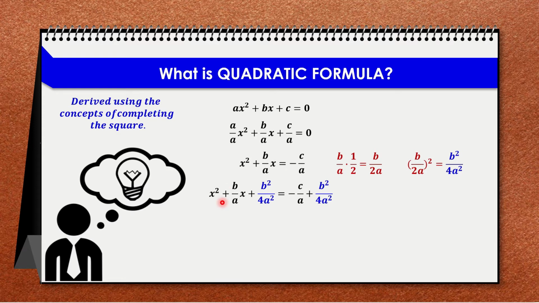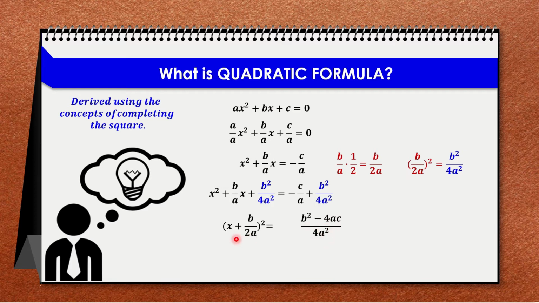So we have x squared plus b over a x plus b squared over 4a squared is equal to negative c over a plus b squared over 4a squared. From here, we need to factor the left side and simplify the right side. The factor of the left side is the square of x plus b over 2a, and the simplest form of the right side expression is b squared minus 4ac over 4a squared.